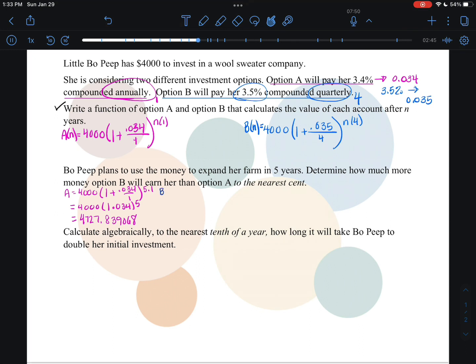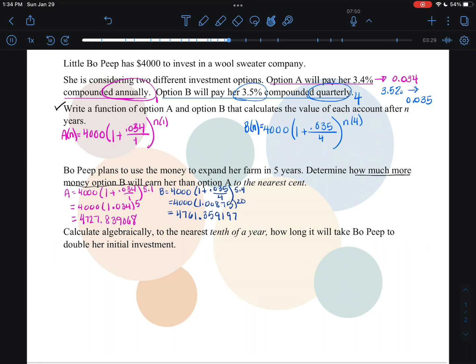Meanwhile, if she sticks with option B, it would get her 4,000 times (1 plus 0.035 divided by 4) to the 5 times 4 power. Simplifying that a little bit more, I get 4,000 times 1.00875 to the 20th power, and then putting that into my calculator, I get $4,761.35.9197.